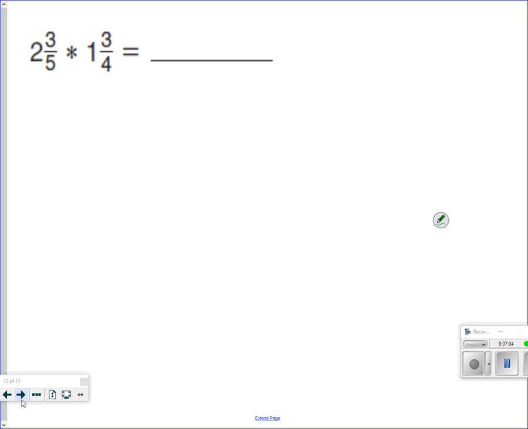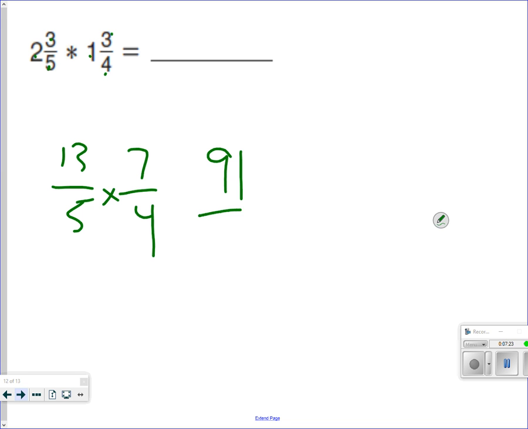Okay. Multiplication. Remember, when you're multiplying, you have to put these as improper fractions. 5 times 2 plus 3, so I'm at 13 over 5. Times 4 times 1 plus 3 is 7 over 4. Can I cross reduce? I cannot. 13 times 7 equals 91 over 20.